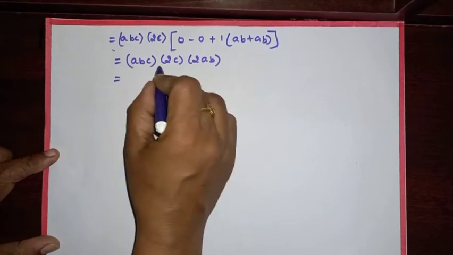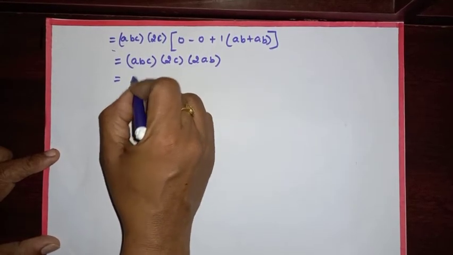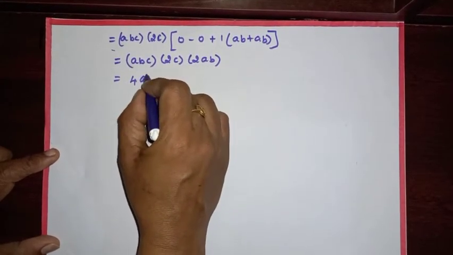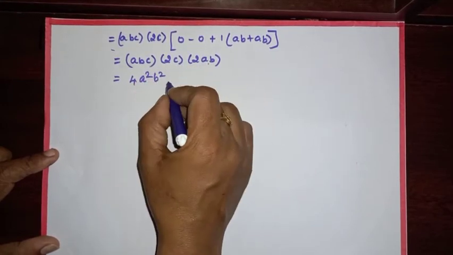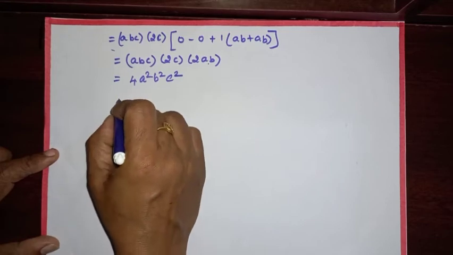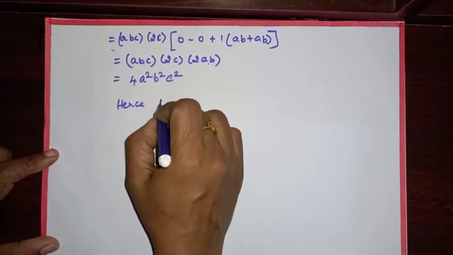Now we have to multiply everything. 2 times 2 is 4. A into A is A square, B into B is B square, C into C is C square. So hence proved.